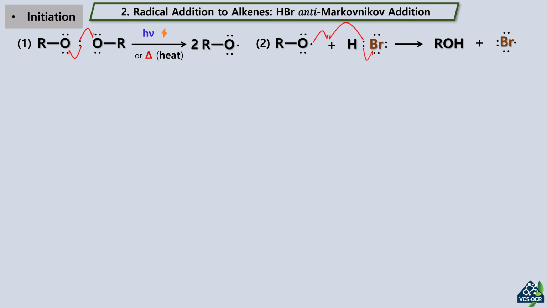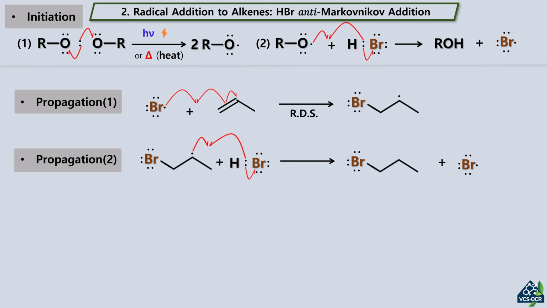Initiation involves two steps. First, light or heat cleaves the weak O-O bond of the peroxide initiator, generating alkoxy radicals. Second, this alkoxy radical abstracts a hydrogen from HBr, creating a bromine radical. Propagation begins when the bromine radical attacks the alkene's double bond. It adds to the less substituted carbon, placing the radical on the more substituted carbon.